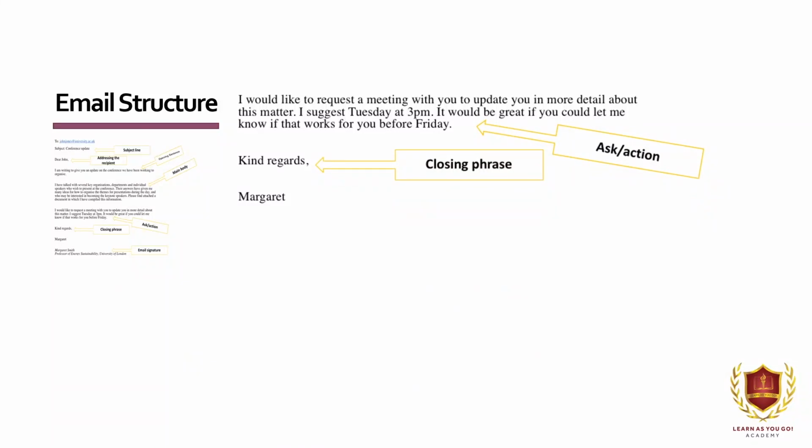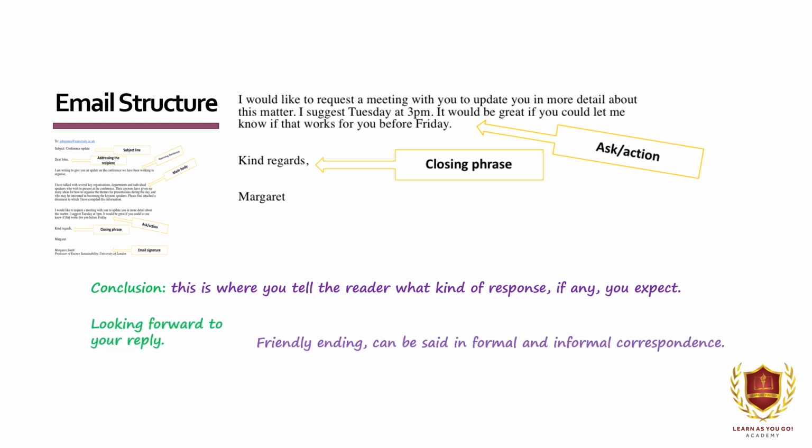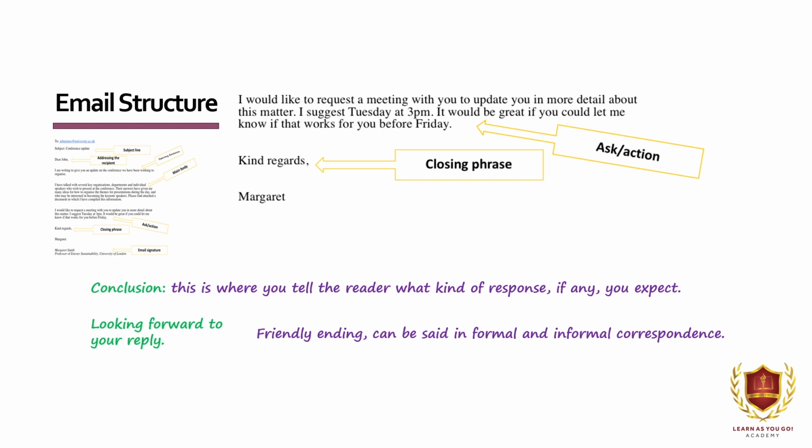Now we come to the conclusion. Conclusion. This is where you tell the reader what kind of response, if any, you expect. Looking forward to your reply. Friendly ending can be said in formal and informal correspondence. Hope to hear from you soon. Informal ending to indicate a reply is necessary.